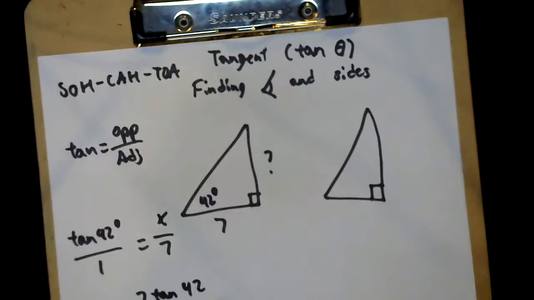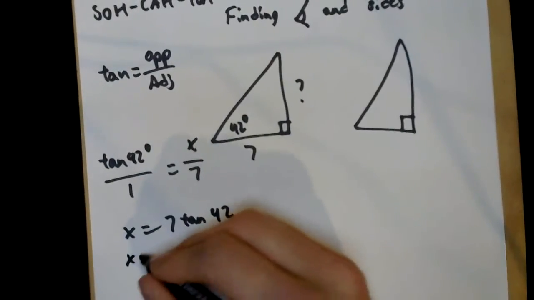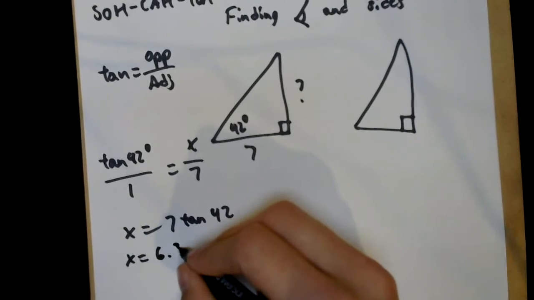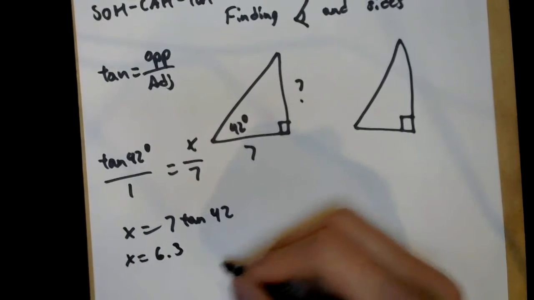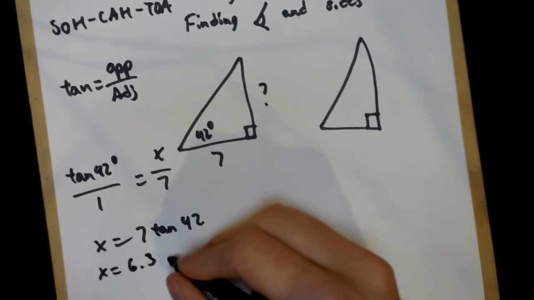And you should get x equals 6.3 feet, whatever units. We'll just say units.